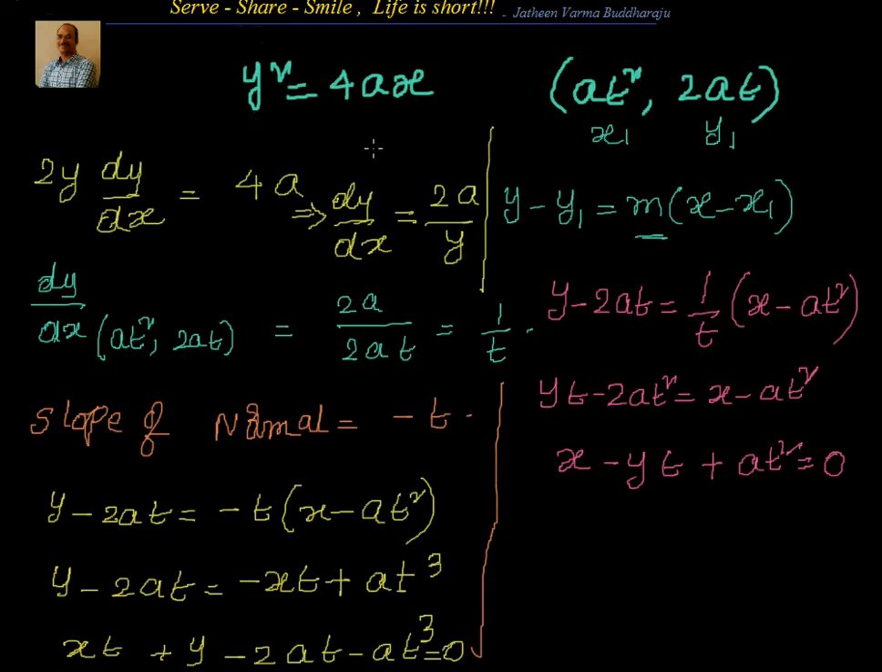We have been given the curve, and we have to find the equation of tangent and normal at a specific point, that is at square comma 2at. Now we know that the equation of tangent is y minus y1 equal to m into x minus x1, where m is the slope of the tangent at that particular point. To find that, we are leveraging differentiation. We are applying the derivative because we know dy by dx at a particular point is nothing but the slope of the tangent to the curve at that specific point. So if you differentiate on both sides, we have 2y dy by dx equal to 4a, or dy by dx equal to 1 by t if you substitute y equal to 2at.